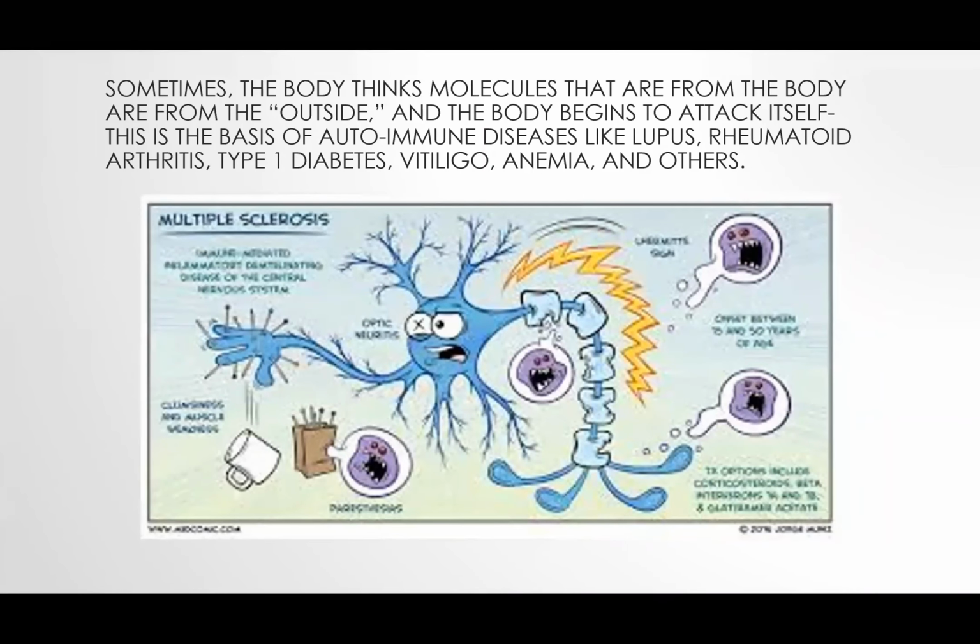Sometimes the body thinks molecules that are from the body are actually from the outside, and the body begins to attack itself. This is the basis of autoimmune diseases like lupus, rheumatoid arthritis, type 1 diabetes, vitiligo, anemia, and others. As you see here, multiple sclerosis is one as well.